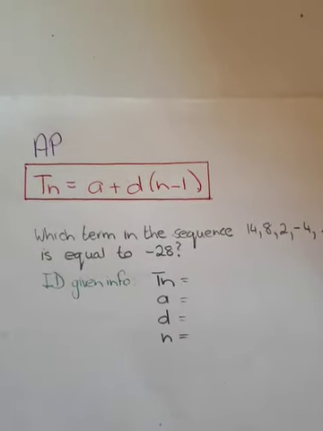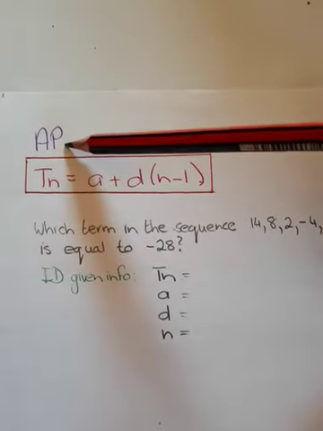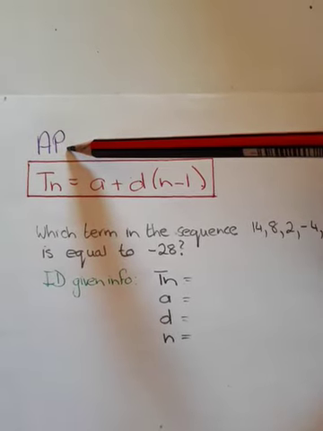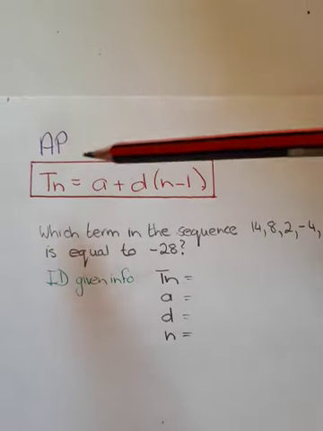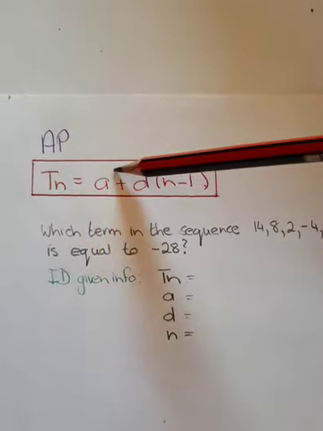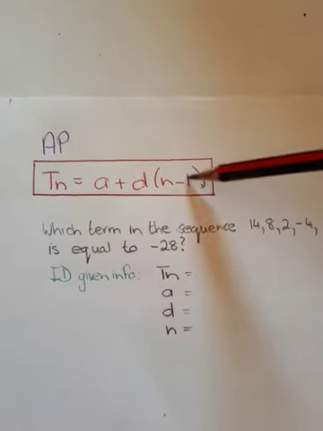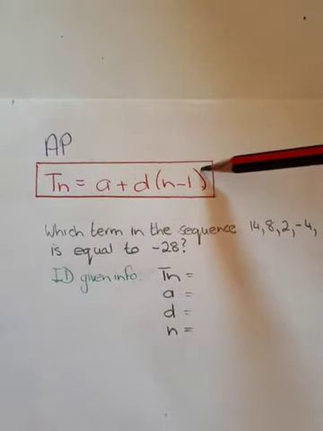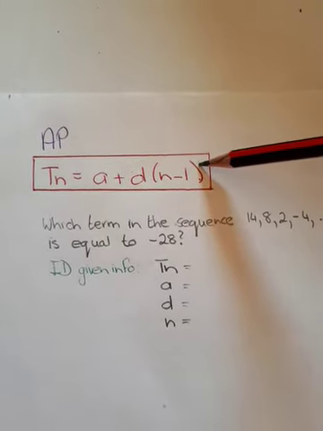Hello, this is the second type of question when we look at arithmetic progressions or AP. Remember, we've got the standard formula which reads Tn equals a plus d in brackets n minus 1. We will always work with this equation, and that is why you must simply know it.